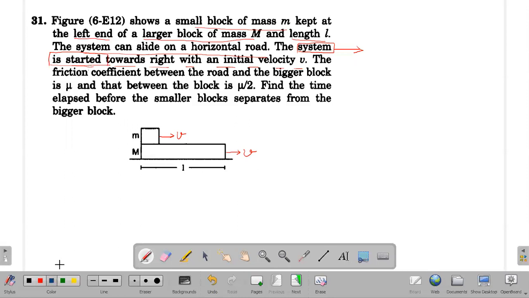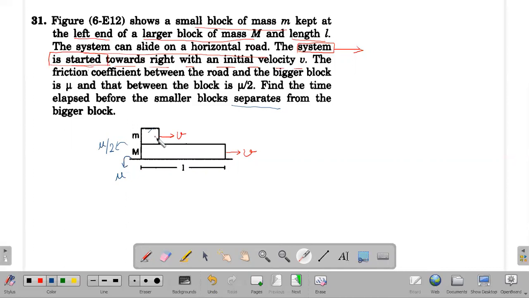And then there is some more information in this question regarding the coefficient of friction. At the ground, the coefficient of friction is denoted as mu, and between the blocks the coefficient of friction is denoted by mu by 2. This is the question part. Now we have to tell at what time this small m block will separate from the bigger block. First of all, why will the smaller block separate from the bigger block? That is the question, and how the friction will act in this situation. So first we will analyze this question, and then we will move to the mathematical segment.